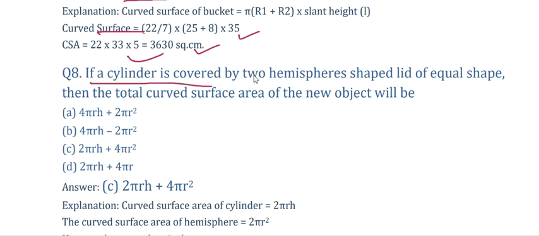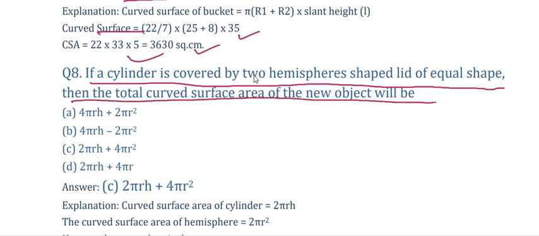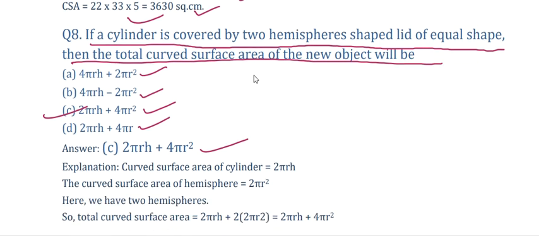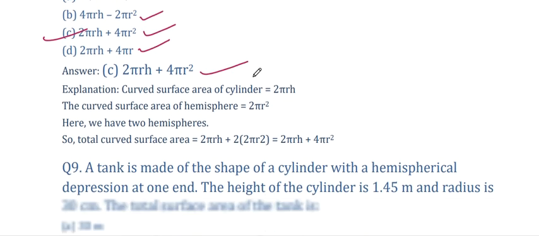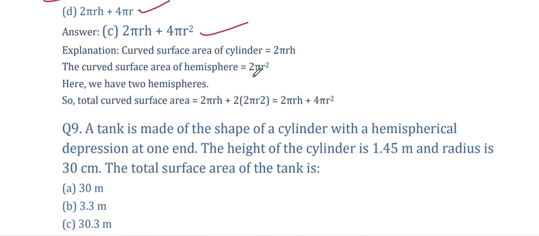If a cylinder is covered by two hemisphere shaped lids of equal shape, then the total curved surface area of the new object will be: A, 4 pi r h plus 2 pi r square; B, 4 pi r h minus 2 pi r square; C, 2 pi r h plus 4 pi r square; D, 2 pi r h plus 4 pi r. We go with the option number C. It is a correct option. Explanation is here, you can see on the screen, right? So next question on your screen, you can see here.